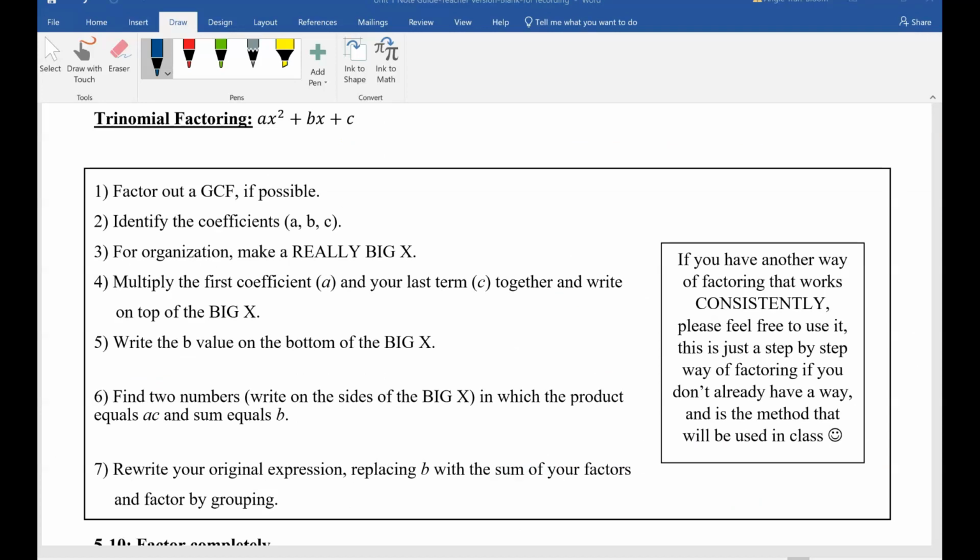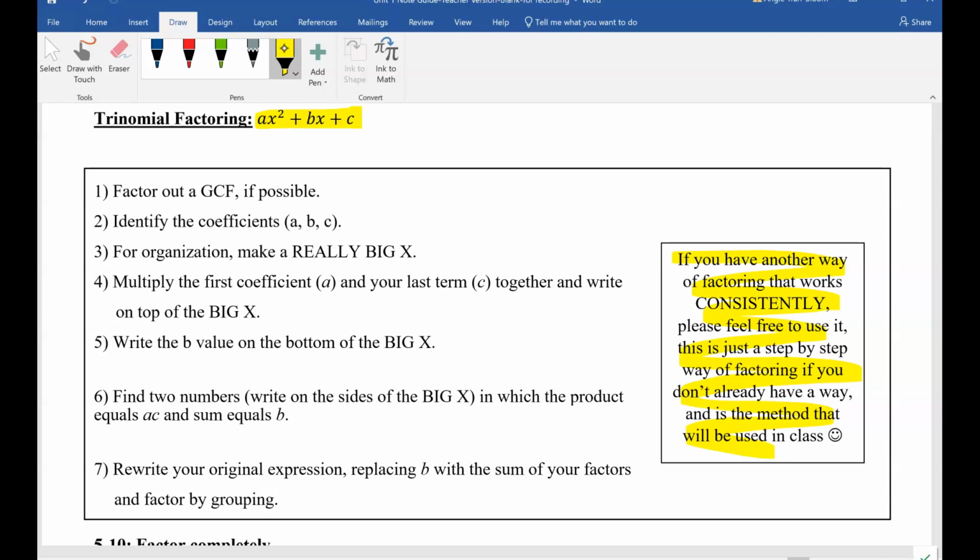Trinomial factoring. So a trinomial is 3 terms. So we have ax squared plus bx plus c. This is actually your quadratic equation. I mean, not formula, it's like quadratic equation. So, and mind you, here, read this right here.